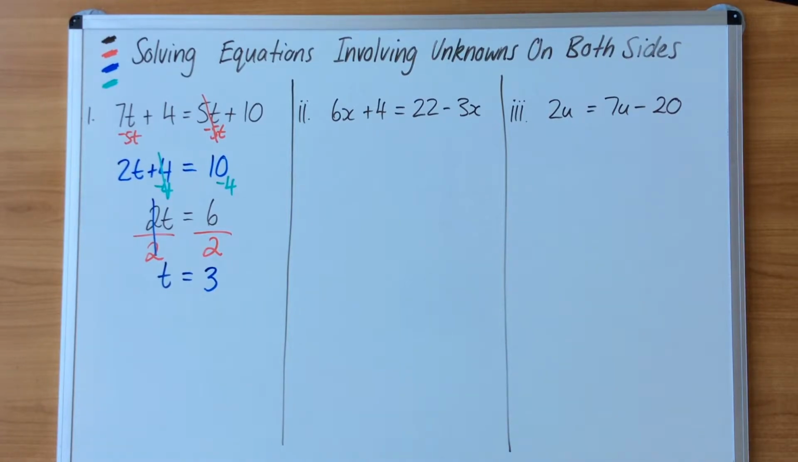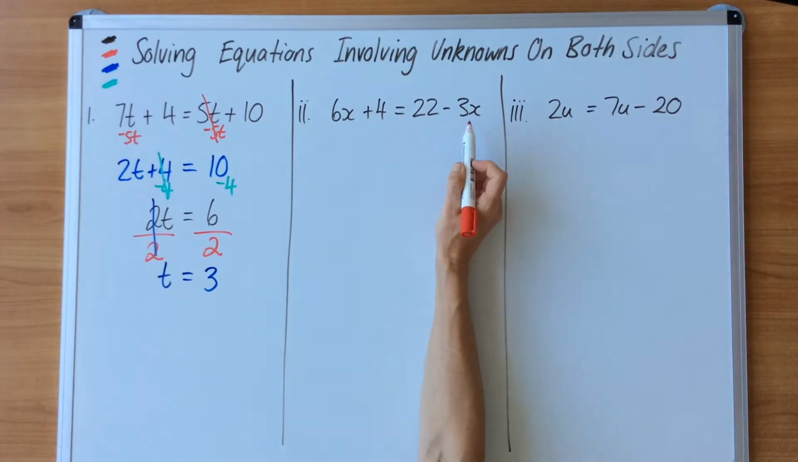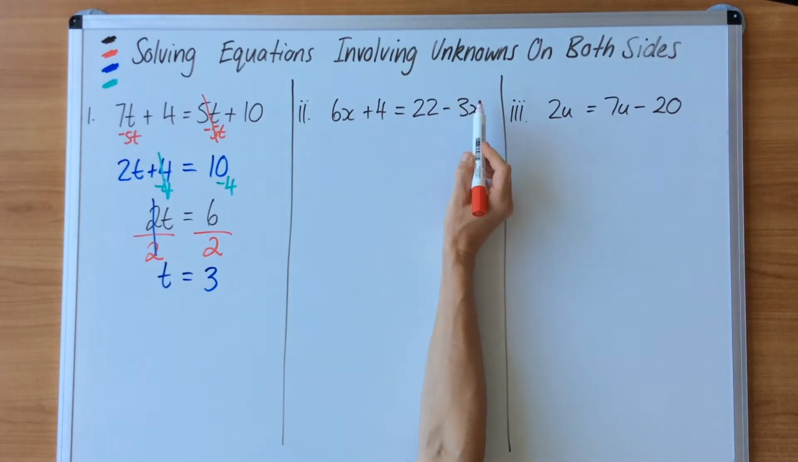In the second question here, we have a very similar situation. So we are going to start the same way we did the last one. We're going to remember that we want letters on the left, numbers on the right. I'm going to start with this here, and remember this symbol belongs to this term, so it's a negative 3x.